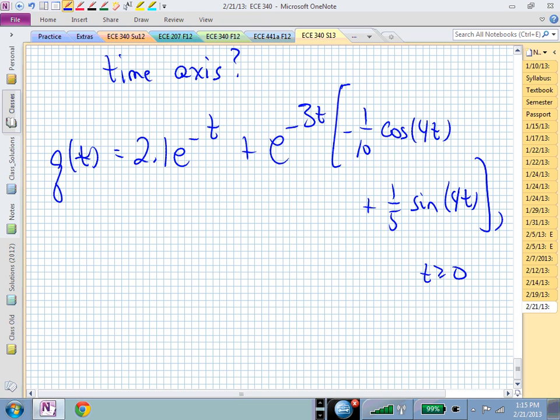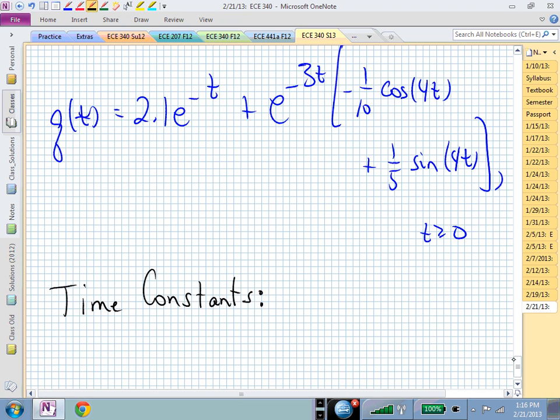So how do we pick some of these parameters? We want to find out how long, but let's first figure out how fine we need to sample. How quick do we need to sample? To give us some insight into that, we have this notion of time constants. And how many time constants do we have here? We have two damped exponentials, don't we? We have this e to the minus t piece.